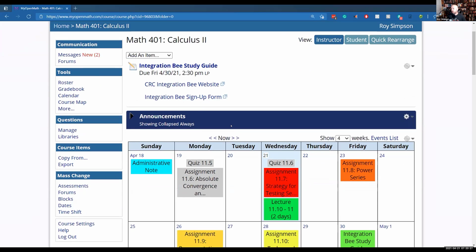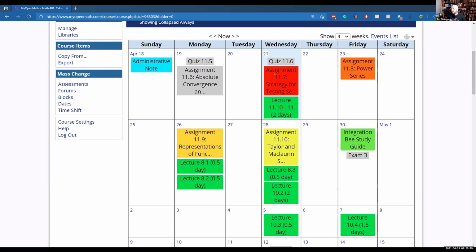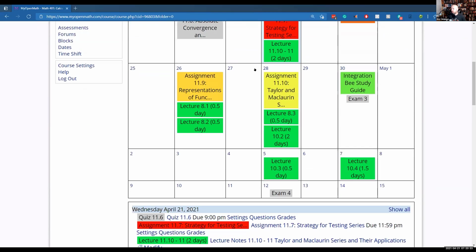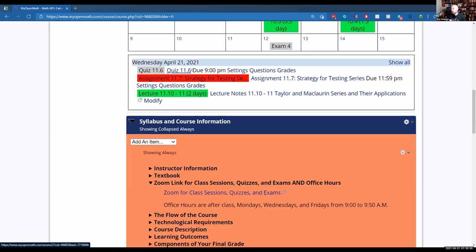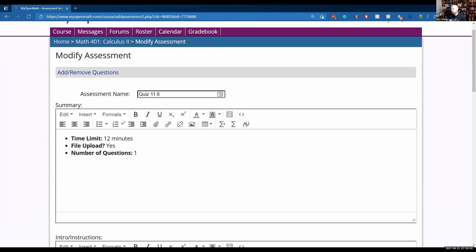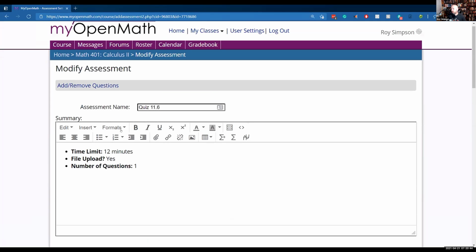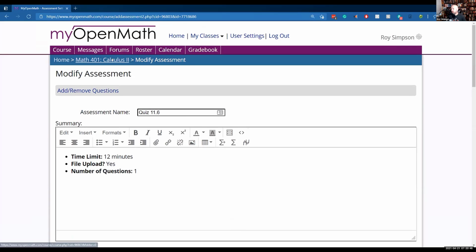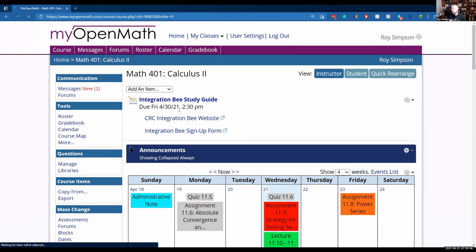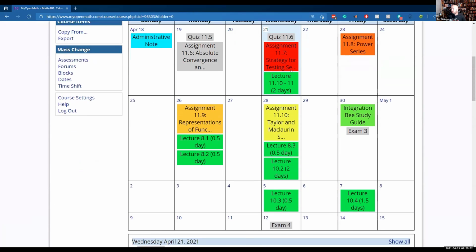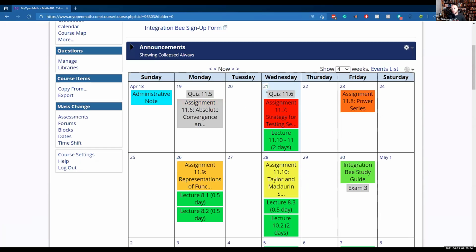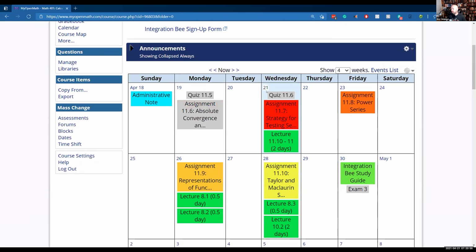The other thing I want to talk about is, we have a quiz today, 11.6. I'm not 100% sure. Let's see, quiz 11.6 settings. 12 minutes, one question. There we go. And let's see, other things I need to mention. 11.6 is like the entertaining one, right? It's ratio test and root test.